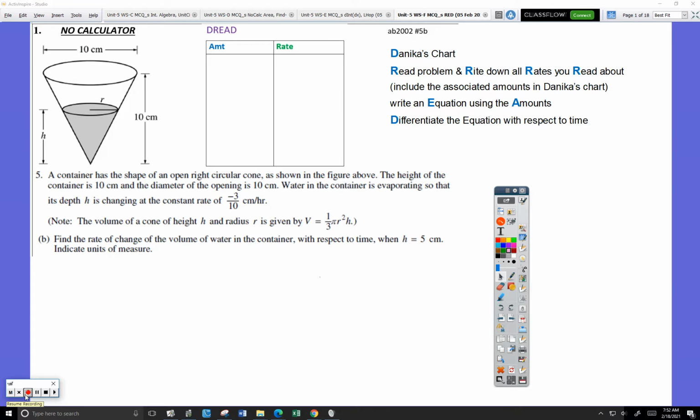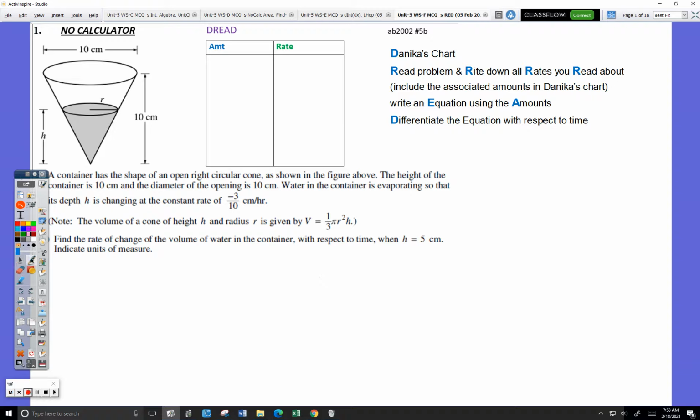We have a container that's shaped like an open right circular cone. I'll be honest, reading the words "open right circular cone," I would have thought, what the heck are they talking about? The picture is very helpful. Shown in the figure above, the height of the container is 10 centimeters, and the diameter is 10. Water in the container is evaporating, so that the depth is changing. And then they say the depth is changing at a constant rate of this.